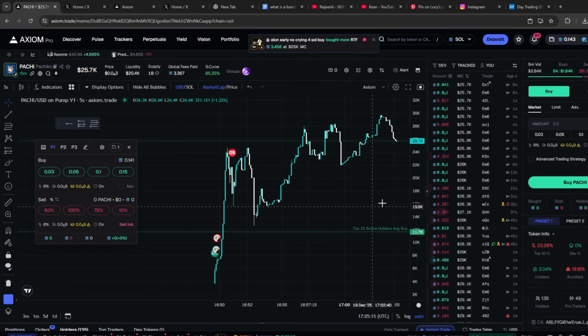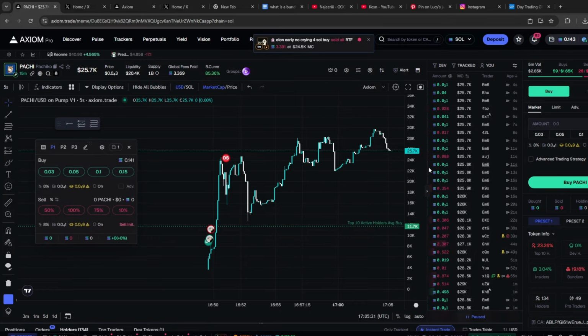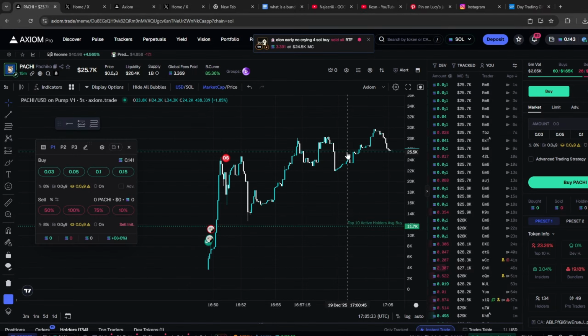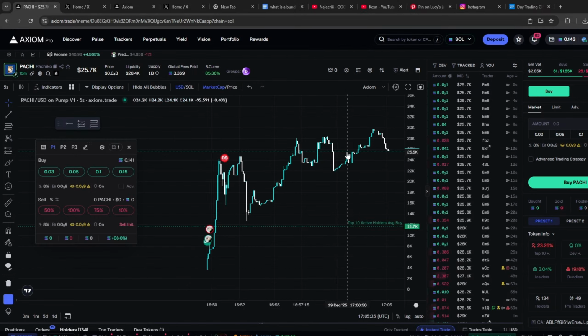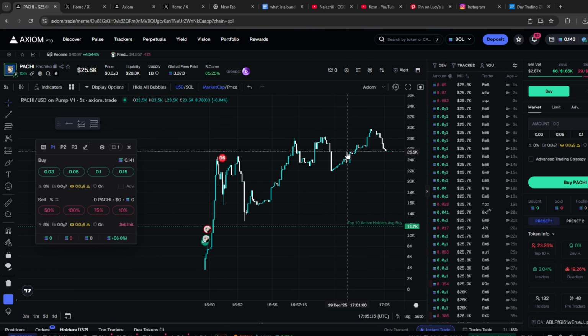So you've probably seen this before. You know what I mean? A coin, this is a perfect example of a bundle, to be fair, but you've seen this before. A coin launches, it pumps up really fast, and then everything looks nice and perfect, and then it just collapses into the dirt. People call it a rug, sometimes it isn't, but more times it's called a bundle.